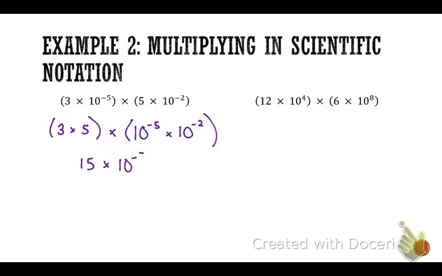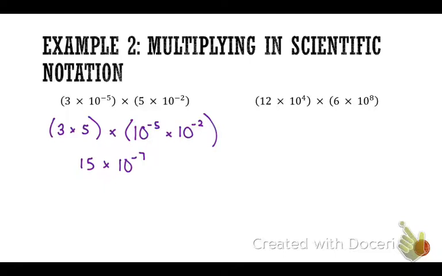10 to the negative 7th power. Now, I don't want you to worry about having a negative exponent, because that just means that this number is really, really tiny. All right, you don't have to worry about making the exponent positive. But this number is not in scientific notation.